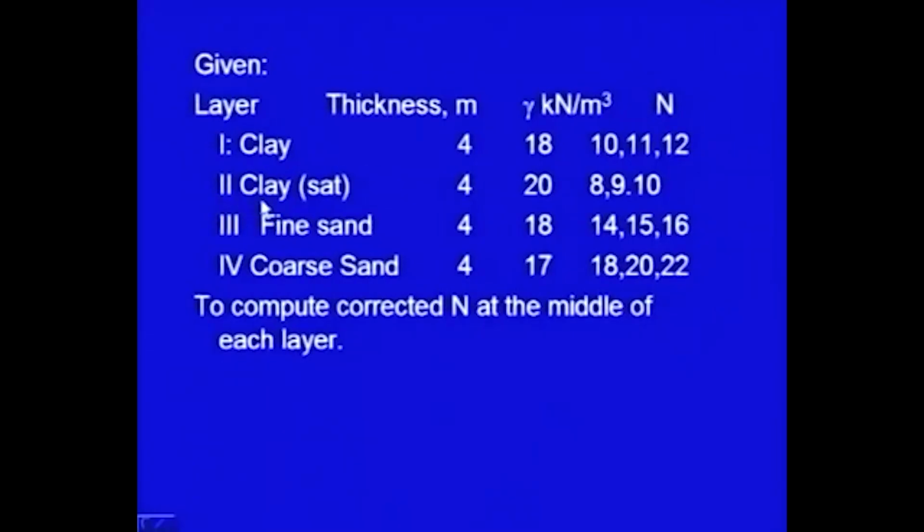Similarly, the second layer is a saturated clay having the same thickness. Gamma is a little bit more now because it is saturated. This is gamma saturated. N values are a little bit on the lower side now. This is for the first 15 centimeter, second 15 centimeter and third 15 centimeter: 8, 9 and 10.